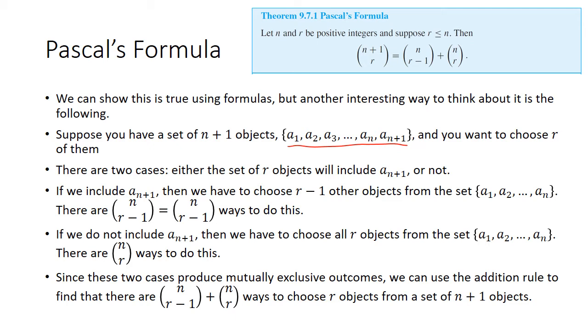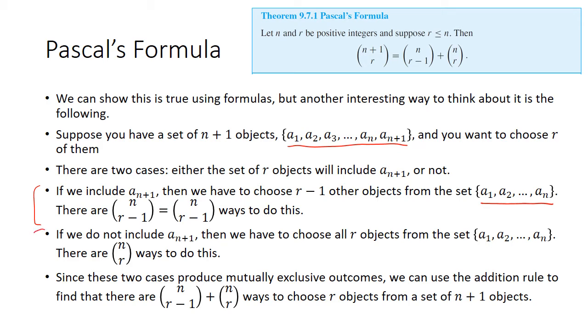The first case is if we include a_(n+1) as one of our r objects, then we have to choose the other r minus 1 objects from the set a1, a2, up through an, so not including a_(n+1) because we already have that. And there are n choose r minus 1 ways to do that.